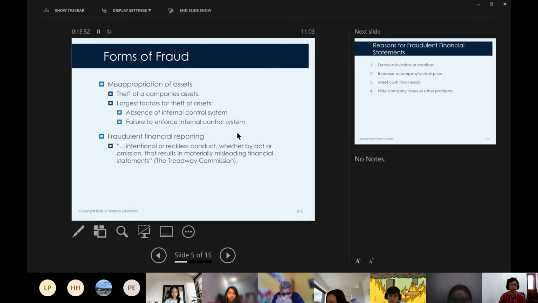Misappropriation of assets, theft of company assets, for example. We are working from home, but usually during class, I always show the students an eraser or a board marker, and I say, if I took the board marker home for my own purpose, for example to decorate my home, that's theft of company assets. And the largest factors of theft of company assets are the absence of an internal control system and failure to enforce the internal control system.